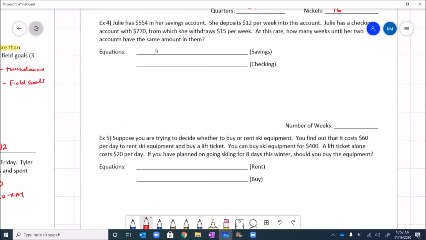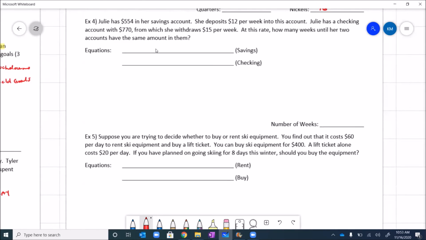A couple more here. It says Julie in her savings has $554 in her savings account. She deposits $12 per week into this account. Julie has a checking account of $770, from which she withdraws $15 per week. At this rate, how many weeks until her two accounts have the same amount in them?